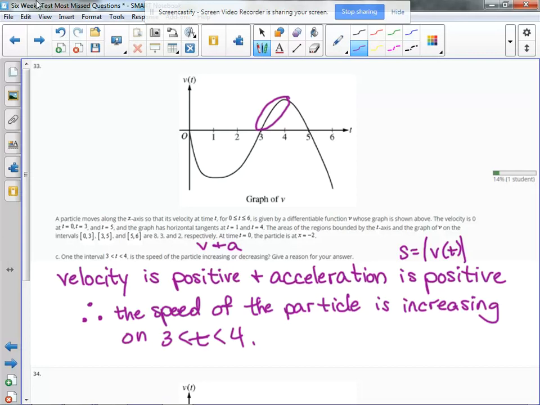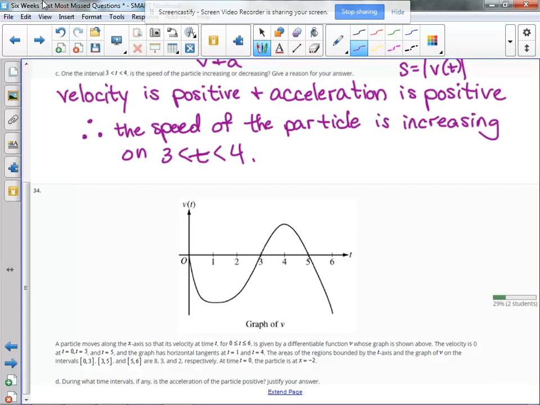Most people answered this and just said that because velocity is positive, then the speed is increasing. That's not the case. You have to establish the sign of both velocity and acceleration. Remember, when they're the same, it's speeding up or the speed is increasing. When they are opposites, then it is slowing down or the speed is decreasing when they have opposite signs.